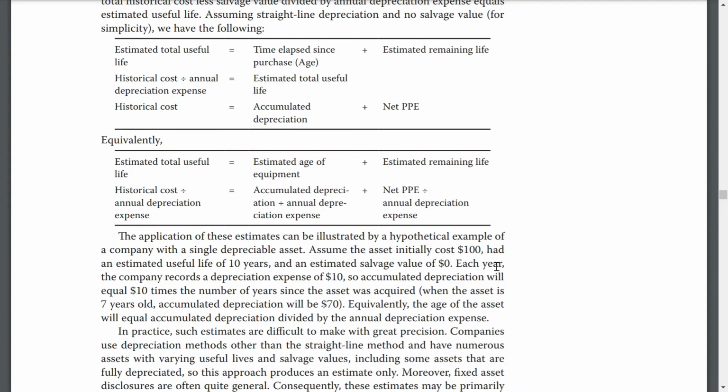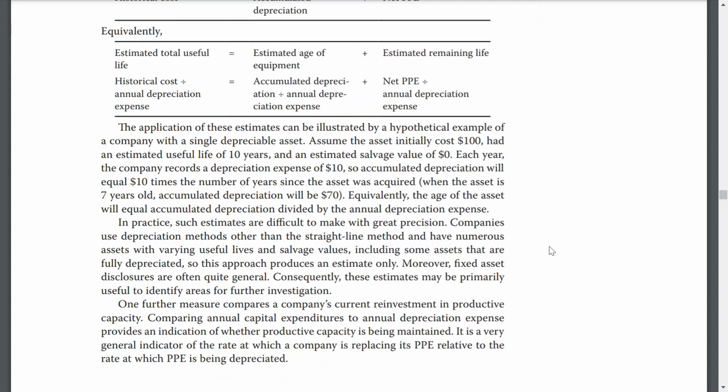The application of these estimates can be illustrated by a hypothetical example of a company with a single depreciable asset. Assume the asset initially cost $100, had an estimated useful life of 10 years, and an estimated salvage value of 0. Each year, the company records a depreciation expense of $10. So accumulated depreciation will equal $10 times the number of years since the asset was acquired. When the asset is 6 years old, accumulated depreciation will be $60. Equivalently, the age of the asset will equal accumulated depreciation divided by the annual depreciation expense.